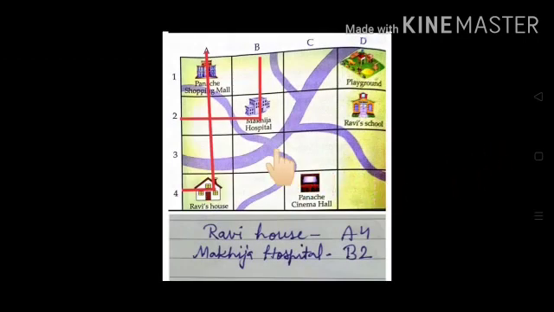Now, children, see this picture. Ravi's house. First of all, we will find out the column. Ravi's house is in A column. And what is the row? Number 4. Then what is the location of Ravi's house? It is children A4. So we will write this A4. Now find out Makhiza Hospital location. It is in B square. And row 2. Then what is the location of Makhiza Hospital? It is B2 children. We can locate places like this.